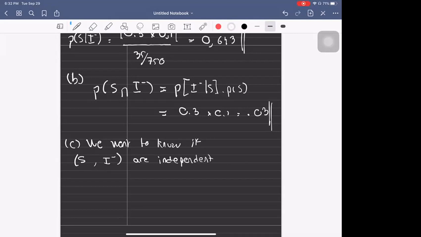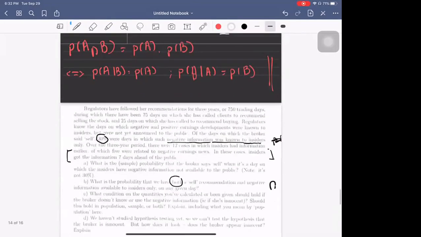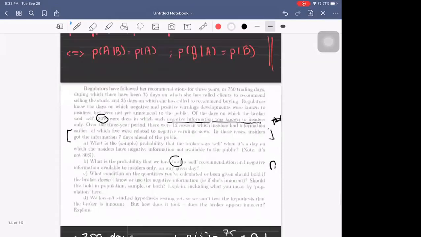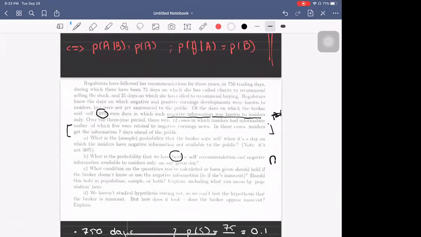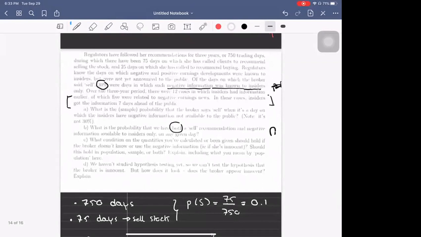Are they asking us to calculate that probability? What condition? Should this hold in population, sample, or both? What does he mean by that? Explain, including what you mean by population here. I have no idea what he's talking about, but if you guys have any idea, go ahead, but speak up. I didn't read that and don't think it's very important.